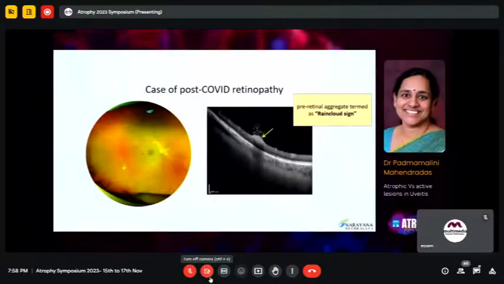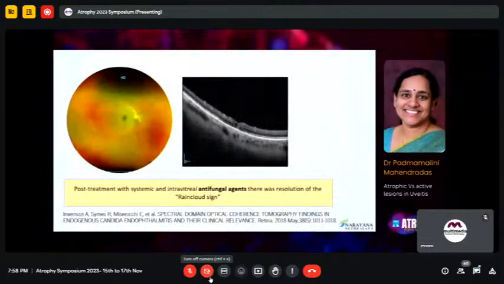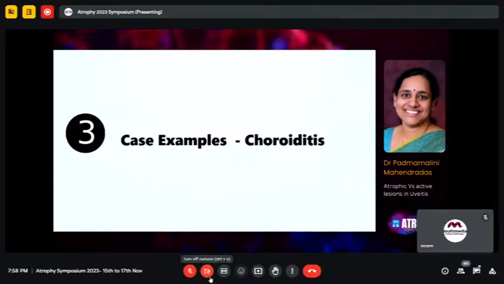Here is a case of post-COVID retinopathy that showed rain cloud sign, which turned out to be candidiasis. Following treatment with antifungal therapy, we could see the resolution of the lesions with atrophy of the retinal layers. Next, we'll move on to choroiditis.